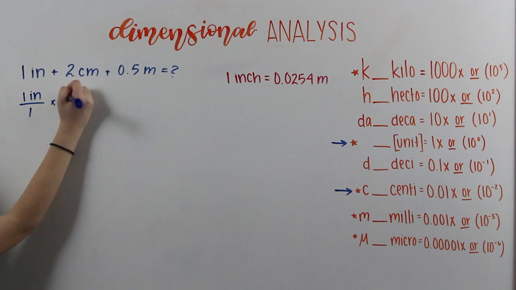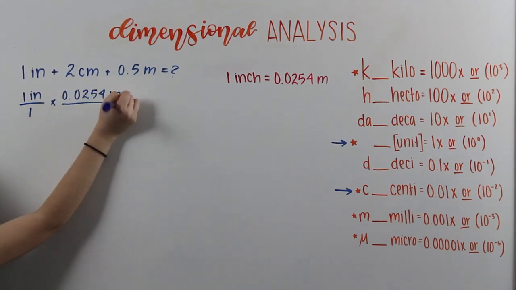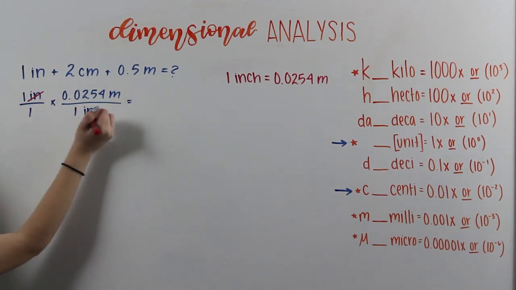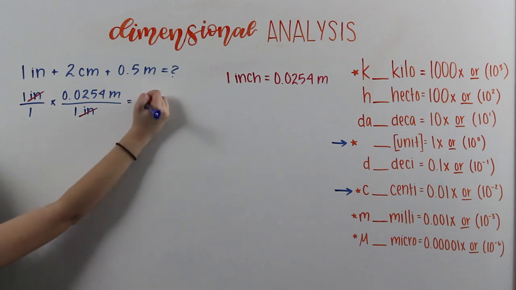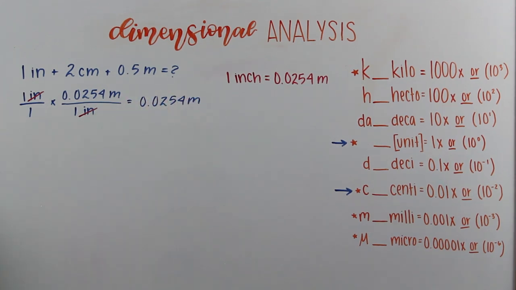We start off with 1 inch. We want to cancel out 1 inch, so we put 1 inch at the bottom and 0.0254 meters at the top. After canceling out inches, we are left with the desired unit, meters. Multiplying the top and dividing the bottom, 1 times 0.0254 equals 0.0254 meters. All we have to do now is convert 2 centimeters to meters.